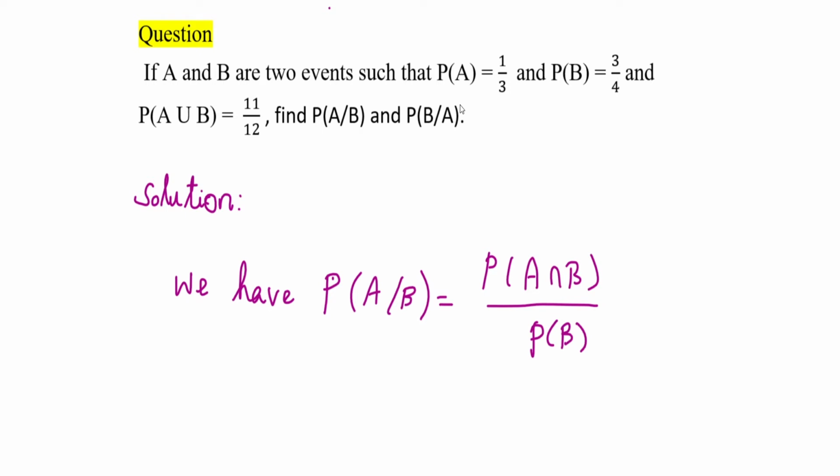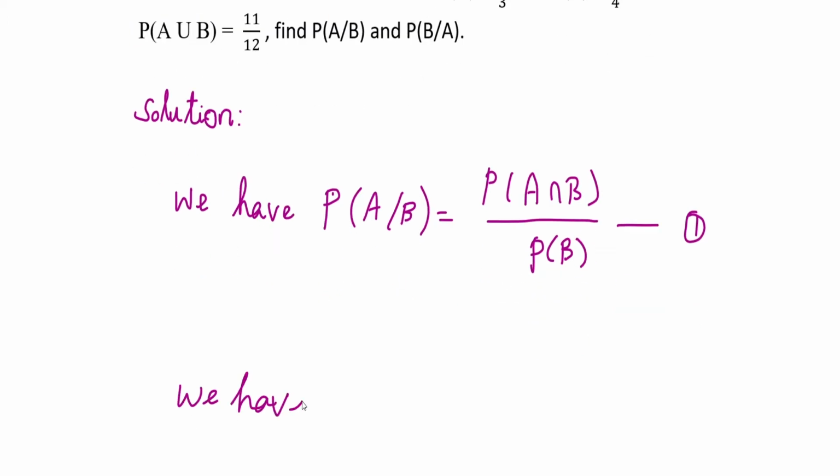So here only three values are given: P(A), P(B), P(A ∪ B). Using these three values, first we have to find the value of P(A ∩ B), and finally substitute this value here to get the answer. Let us assume this is equation number 1. Now using one theorem, we know that P(A ∪ B) = P(A) + P(B) − P(A ∩ B).